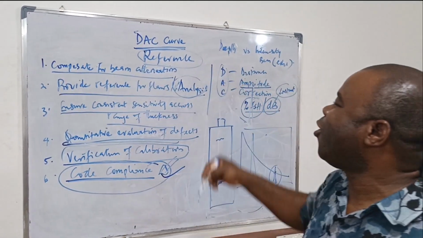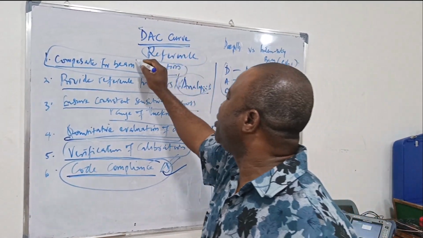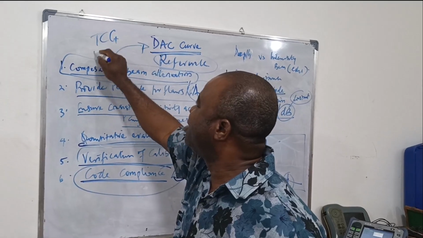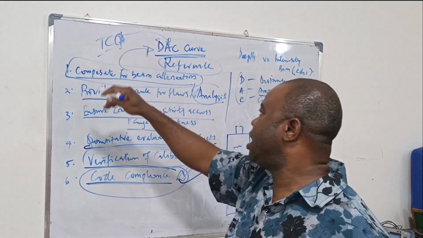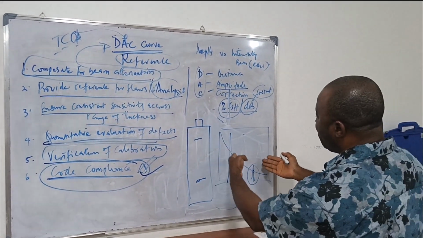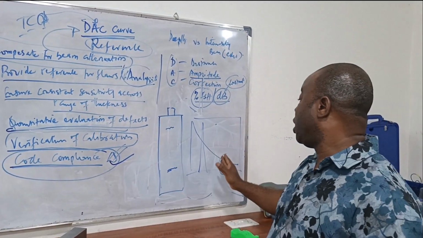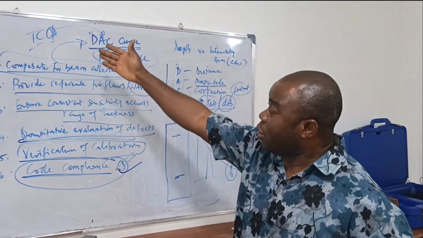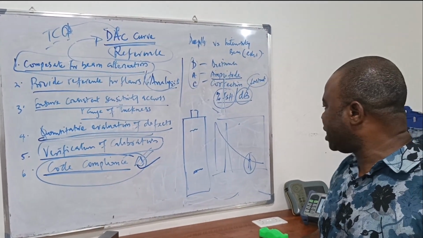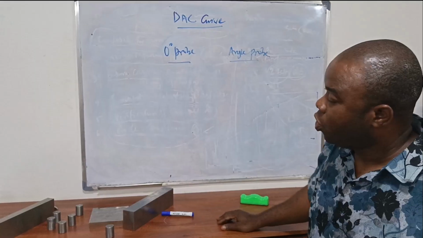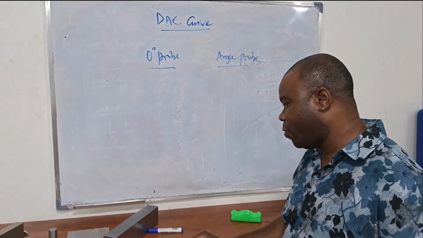Then DAC compensates for beam attenuation. And when you look at this compensation for beam attenuation, that is when you talk about the cousin of the DAC, which is the TCG, the time corrected gain. This basically does the same thing, but with a different representation. So you are able to compensate for your dB drop because you have a DAC, which tells you where the height of your echo should be. So we're not talking about TCG today, we are looking at the DAC. And so we'll look at practically how to plot your DAC. So now we'll be looking at how to plot your DAC curve.